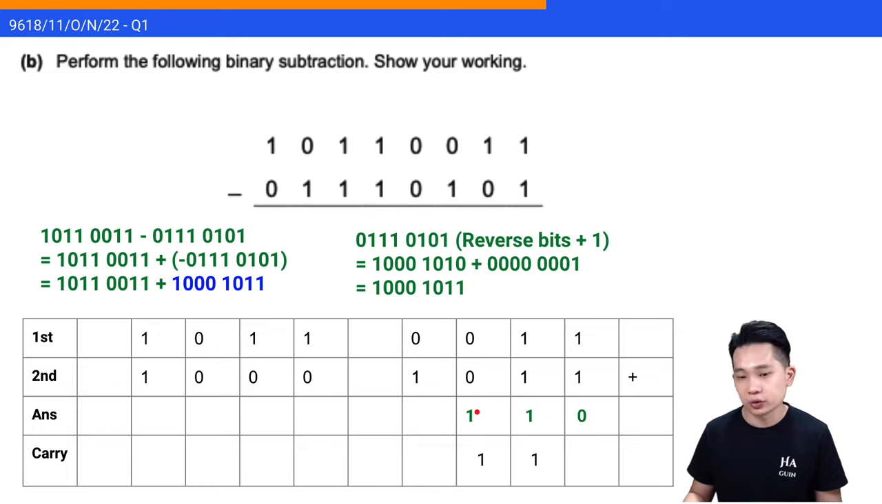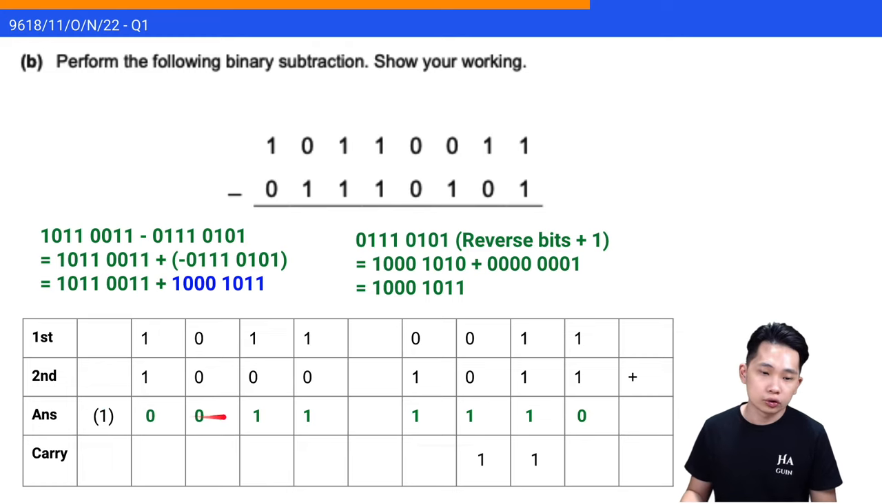add the 1 here, so this is equal to 1, and then 0, 1 is equal to 1 here, and then 1, 0 is equal to 1 here, and then 1, 0 is equal to 1 here, 0, 0 is equal to 0 here, and then 1, 1 is equal to 0 here with a carry of 1. So we can just ignore this carry here. Therefore, the final answer will be 0011 1110.